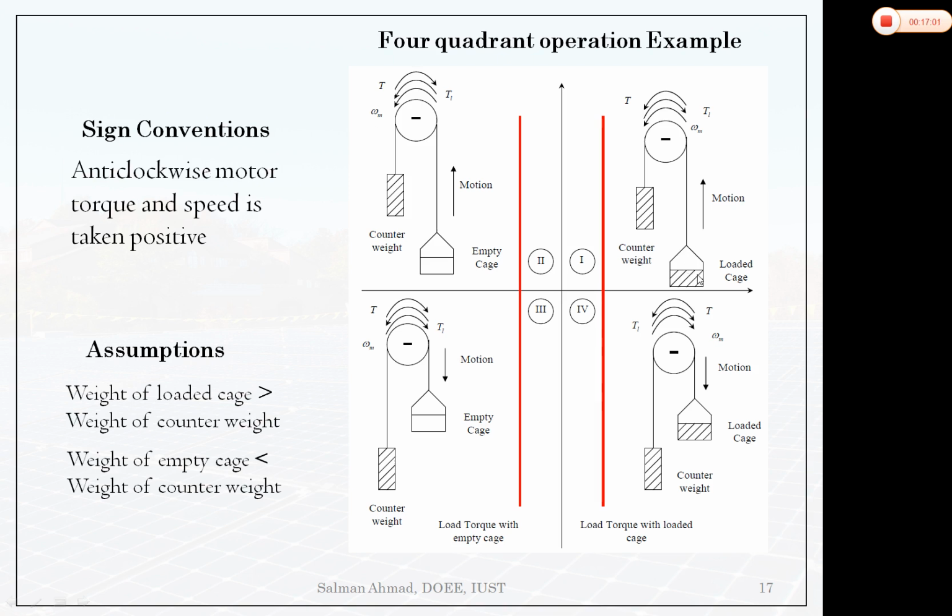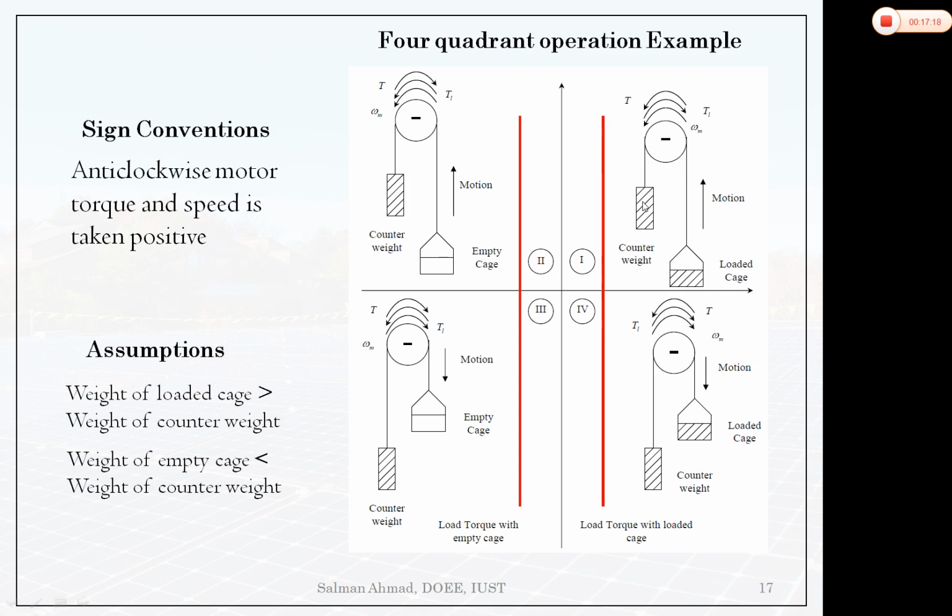This is an example of a lift or hoist, and how it works. We have one pulley here. With this pulley we have one cage where the load is placed. Then we have one counterweight of constant load.